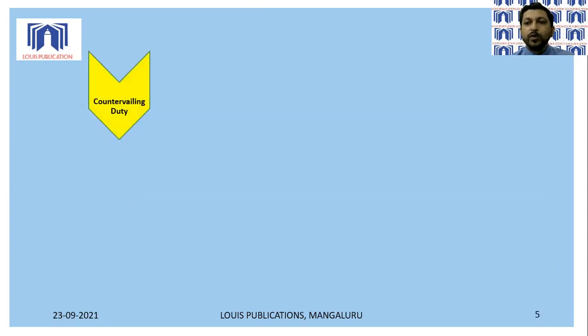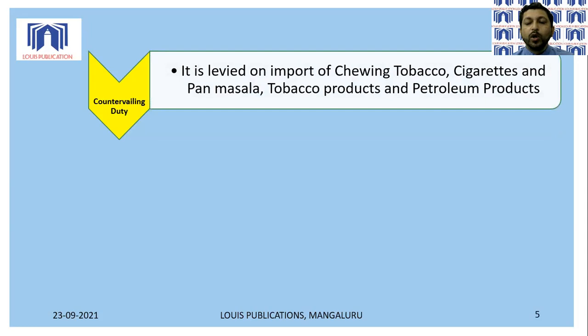Next, I just mentioned countervailing duty. Now, when will countervailing duty be levied as far as customs is concerned? Very important. It will be levied only on those items which are not chargeable under GST, and if those items are imported into India. So it is levied on import of chewing tobacco, cigarettes, pan masala, tobacco products, and petroleum products. So if you see the list, all these items don't come under the purview of GST at all. Since they don't come under the purview of GST, countervailing duty is levied.